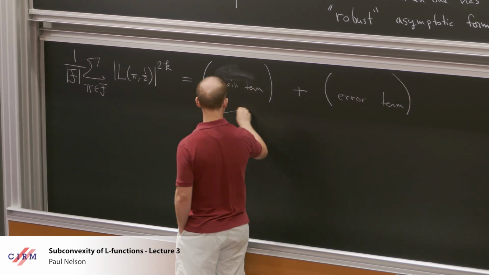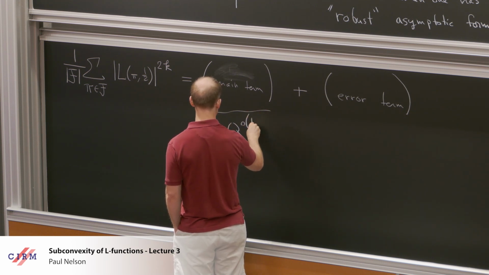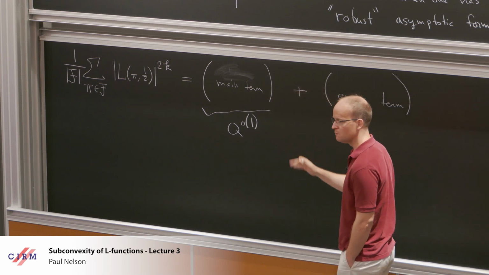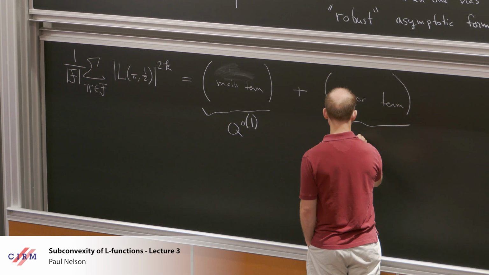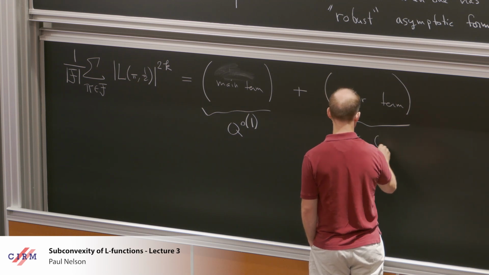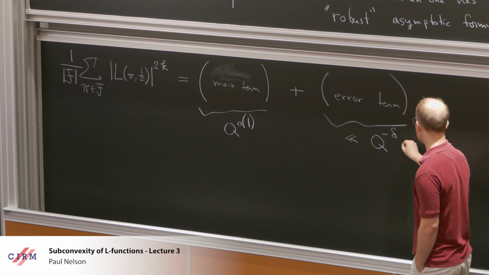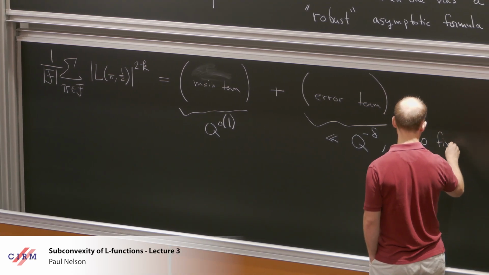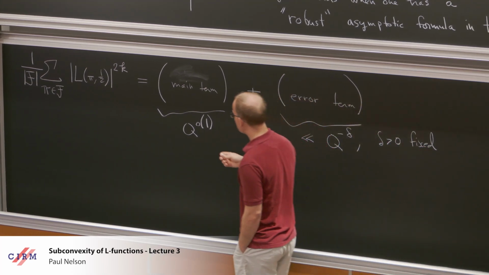So here a main term should be something of the form maybe q to the little o of 1. Maybe it'll involve logarithms of q or something like that. An error term will be something that looks like q to the negative delta, where delta is some fixed quantity. But okay, we want a bit more than this.